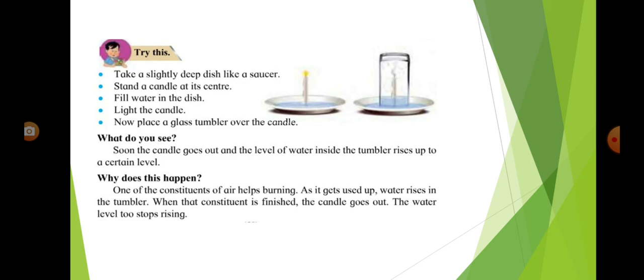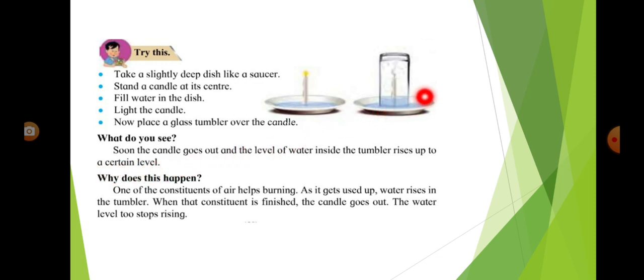Now try this. Take a slightly deep dish like a saucer. Stand a candle at its center. Fill water in the dish. Light the candle. Now place a glass tumbler over the candle. What do you see? Soon the candle goes out and the level of the water inside the tumbler rises up to a certain level.